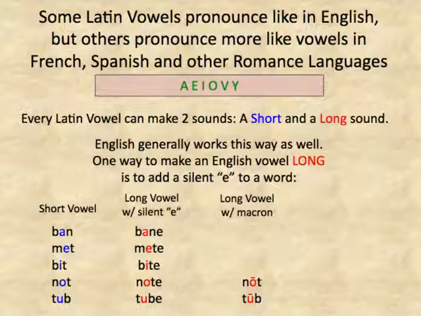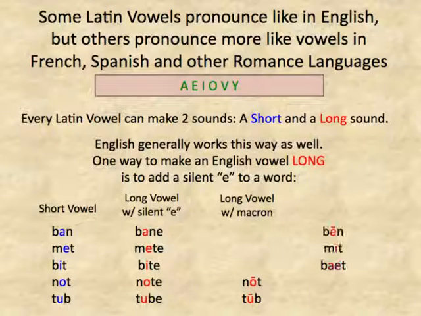Now, since E is pronounced a little bit differently in Latin, if I was to say bane, meet, and bite, you would see them written as they are over to the far right there. And we'll talk about how and why that is as we get to our other slides. All right? So English sometimes uses a silent E to make a vowel long. Latin will put a line over the vowel, a macron over the vowel, to make it long.